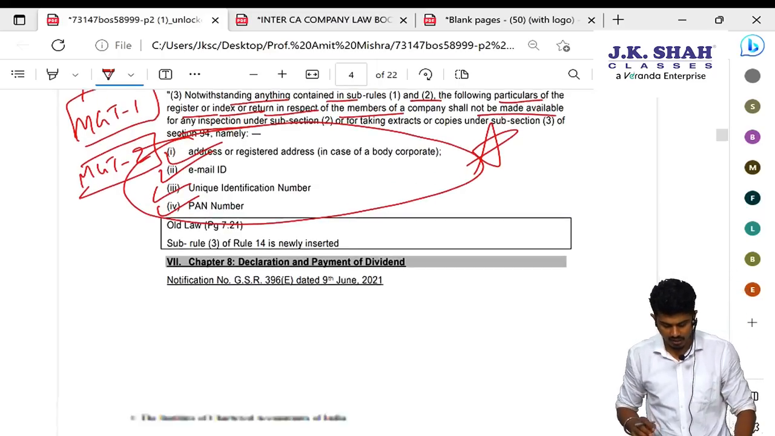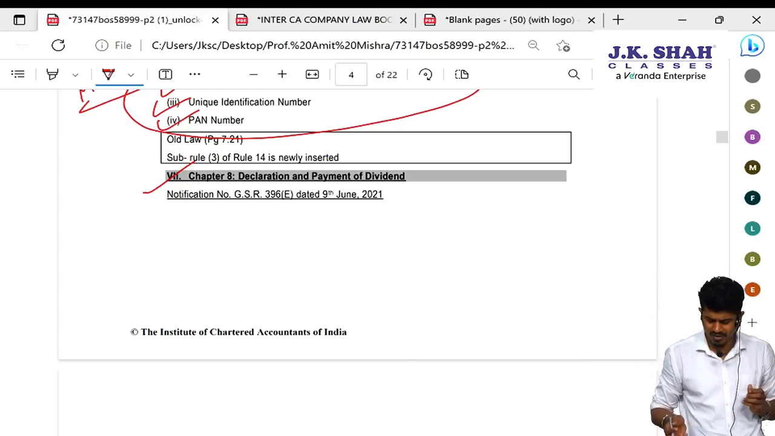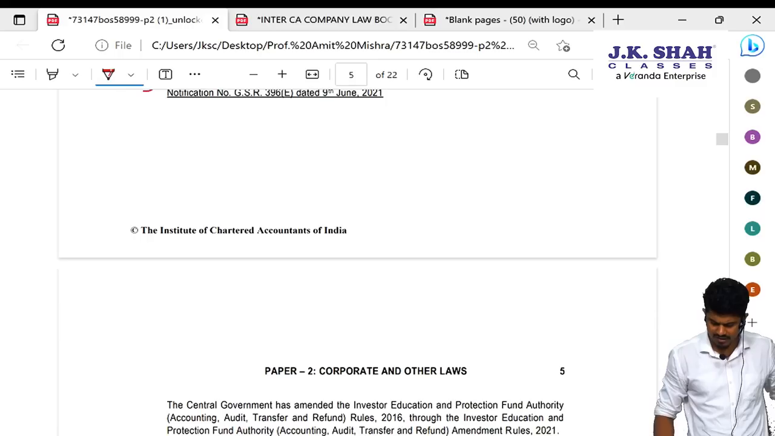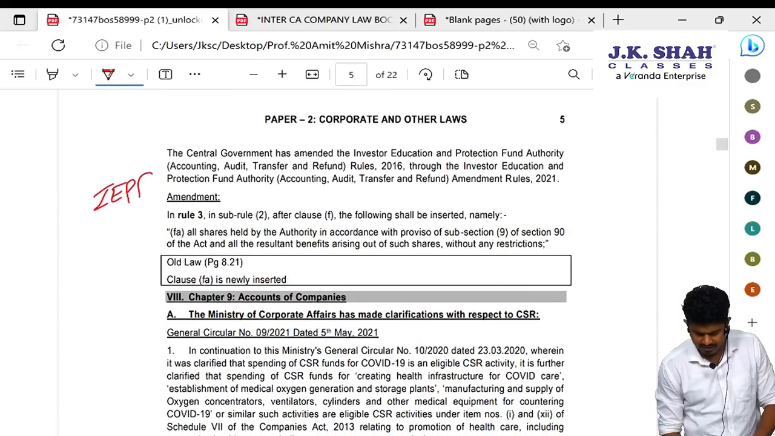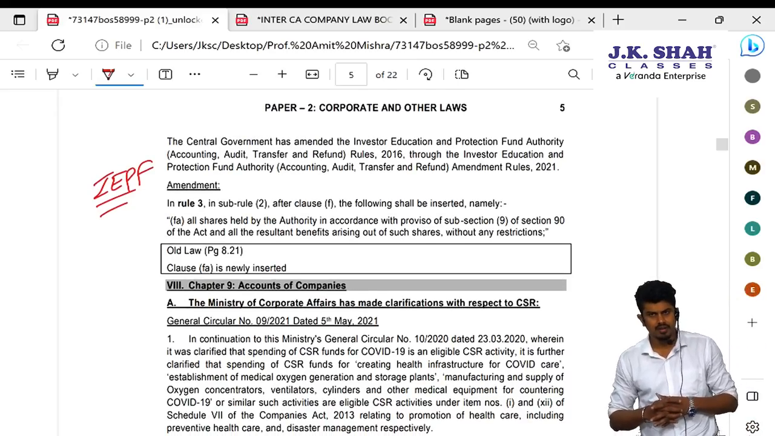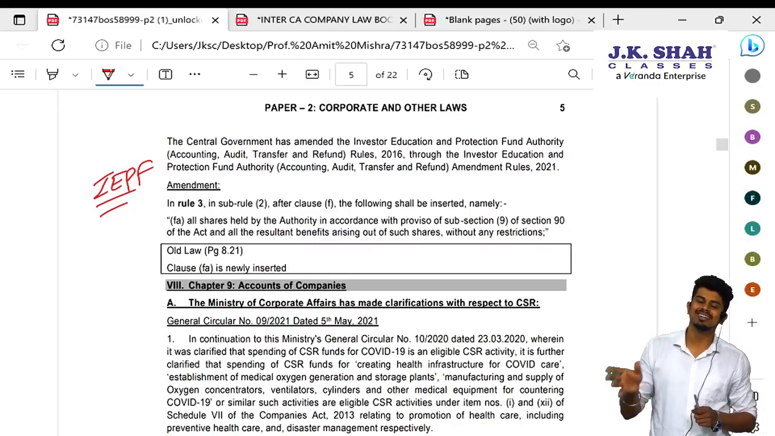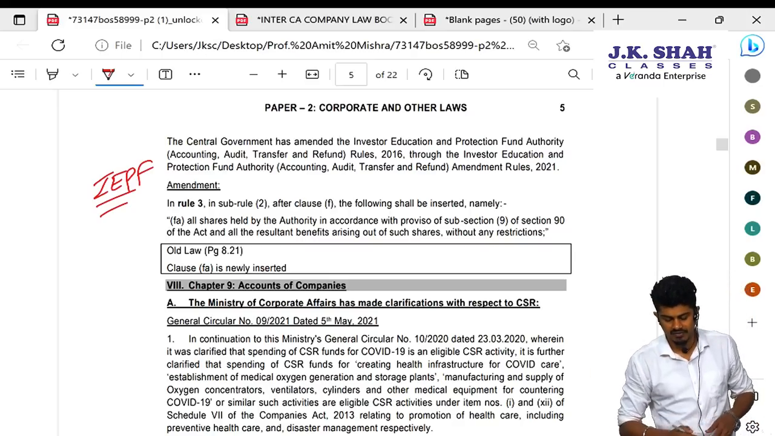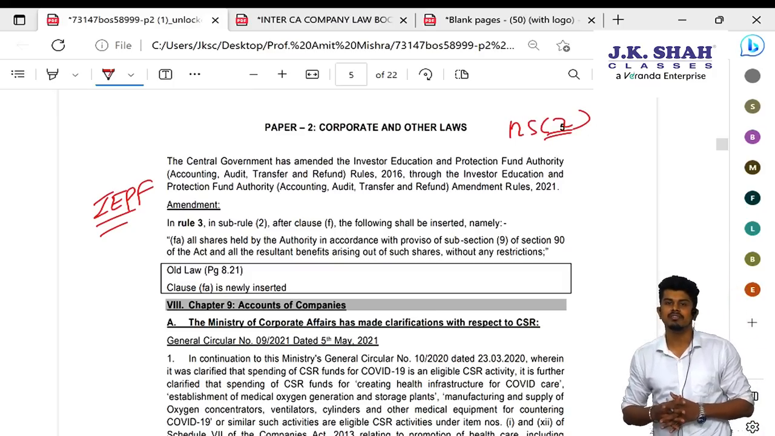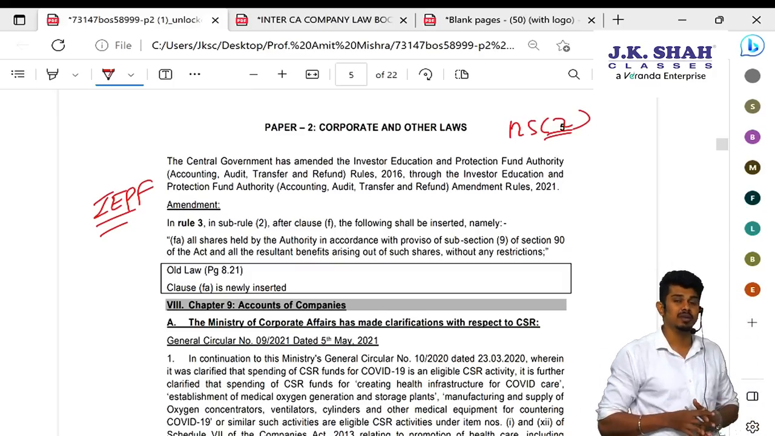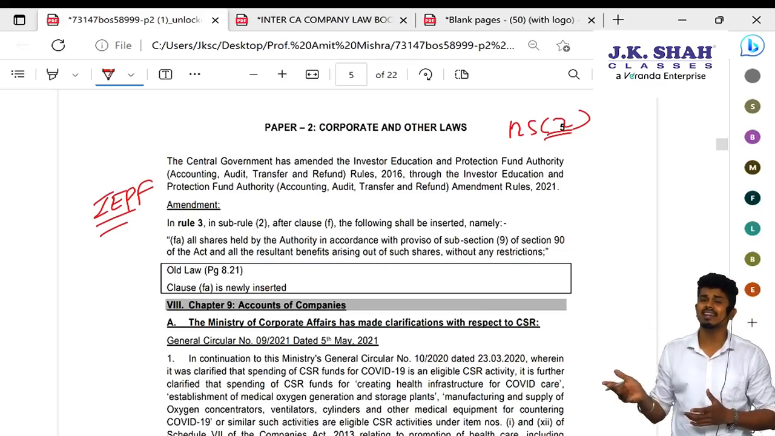Simple, easy. Now, moving forward, there is one very, very small amendment. I don't think they will be asking a question, but it is a very small amendment. It is in chapter number 8, declaration and payment of dividend. The amendment is with respect to IEPF, that is Investor Education and Protection Fund. One more point is inserted with respect to credit in IEPF. When I say credit in IEPF, I am referring to section 125, sub-section 2. It means there are certain amounts which are credited in IEPF, and that amount is utilized by IEPF to promote and protect the interest of investors and to educate investors, right?